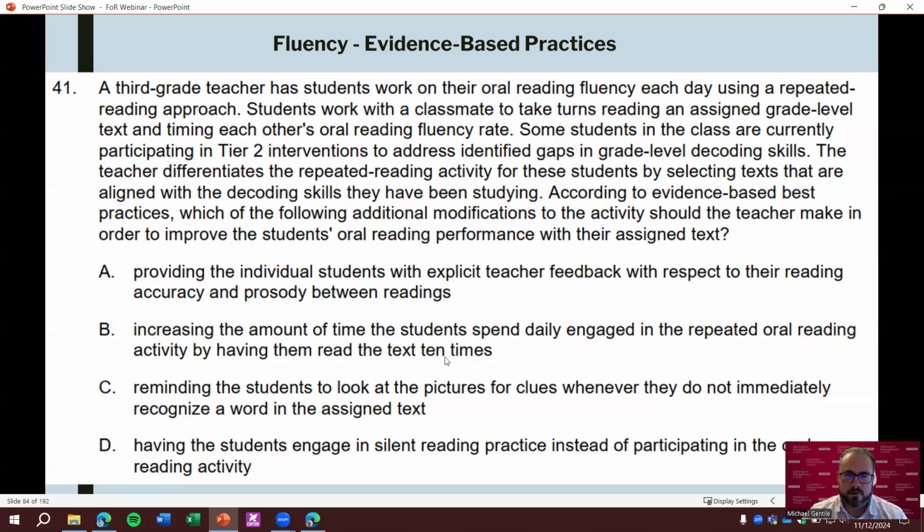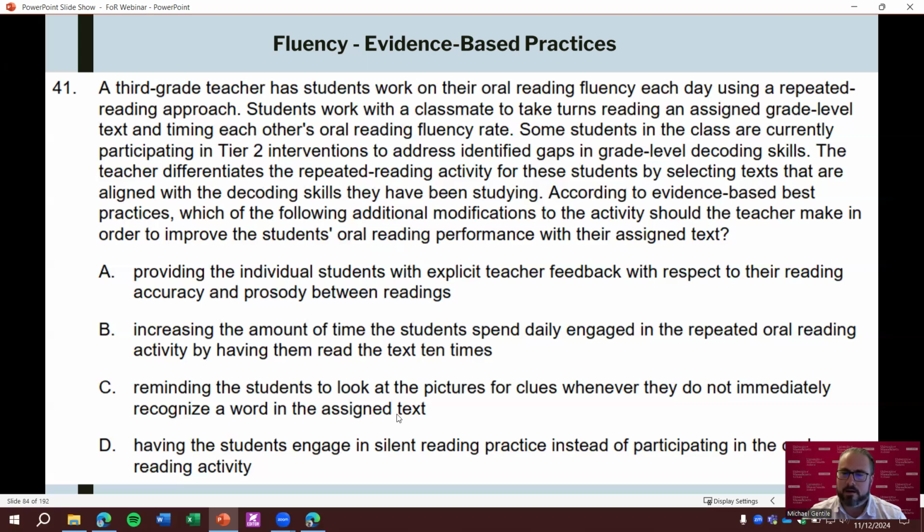B is incorrect just because right here, 10 times is too many. In a repeated reading activity, we're probably going to have the student read it 3, 4 times, 5 maximum. 10 is just too many. It's going to have diminishing returns. It's not going to help the student. Here we can see again, look at pictures for clues. That's guessing, not going to be correct.